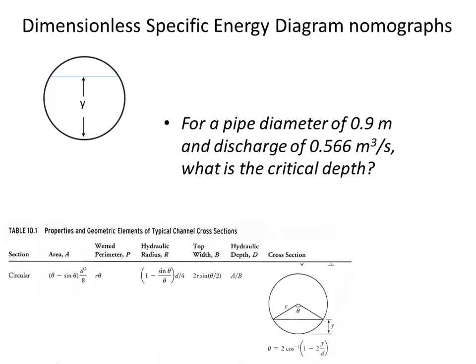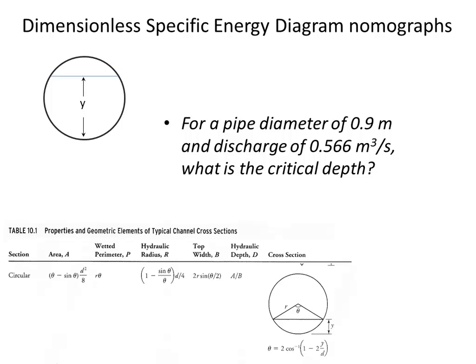In a previous class, we tackled the case of a pipe that's flowing full. And there's a nomograph that makes it easy to find the required dimensions of a pipe, whether it's the cross-sectional area or the flow depth or the flow rate. There's a nomograph that will allow us to sort of graphically solve these things. And to illustrate how the nomograph is used, I've selected this pipe where the diameter is 0.9 meters and the discharge of 0.566 cubic meters per second.